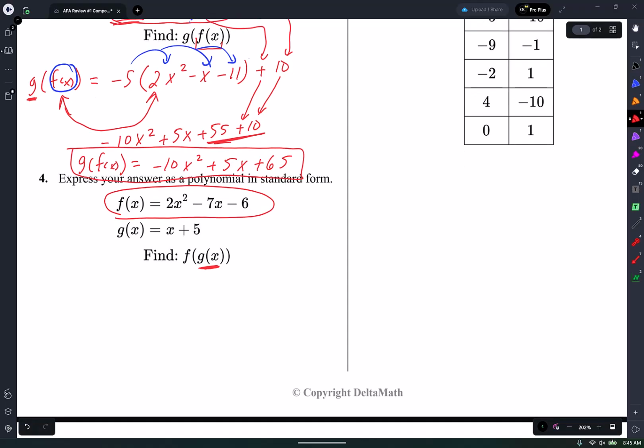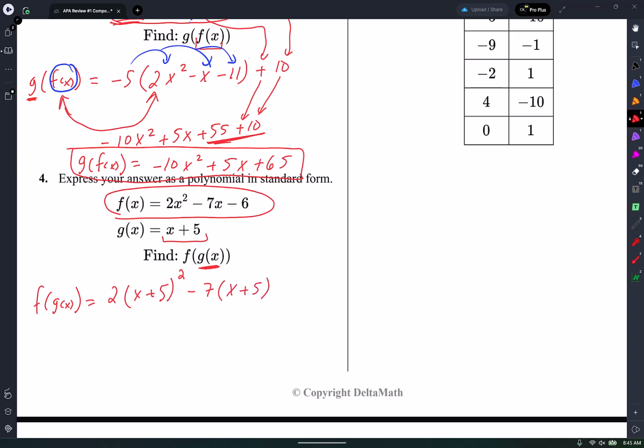So here it is. I'm going to write f of g of x equals, and so I'm focusing on f. So I'll write 2, open parenthesis. And inside that parenthesis, I'm going to type x plus 5. Close it, put a square, because that's what the f of x is. It says 2x squared. Minus 7, open parenthesis. And inside that parenthesis, I'm going to type again x plus 5. Close it, and then put what? Minus 6. If you can do that, you're probably winning.